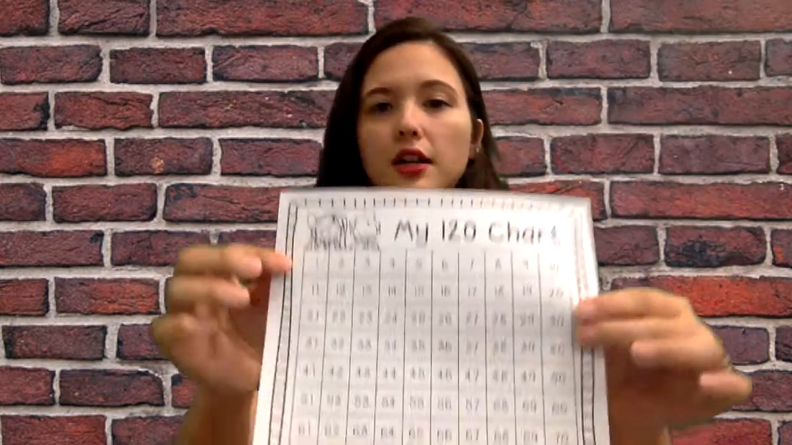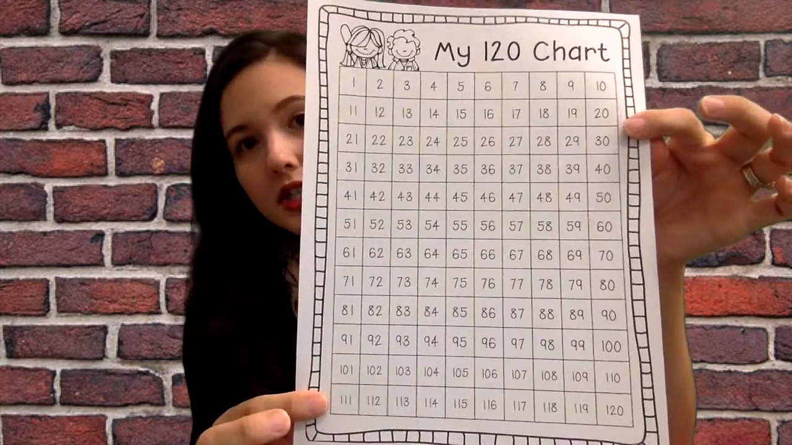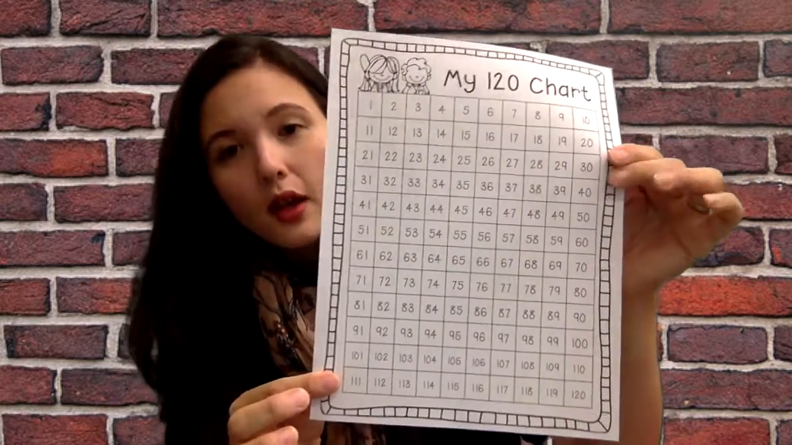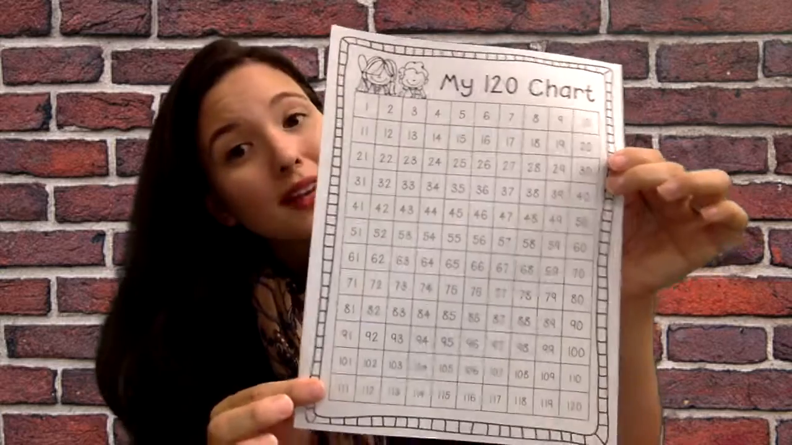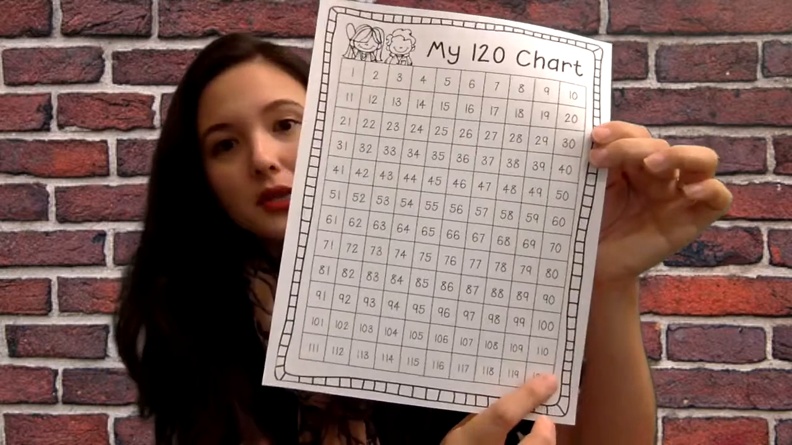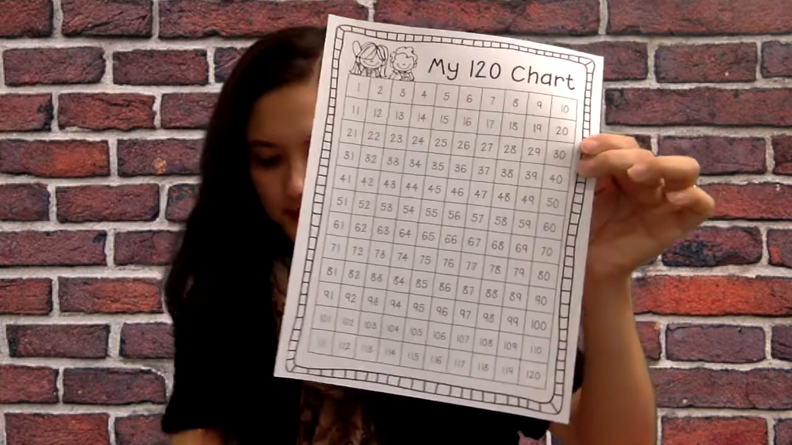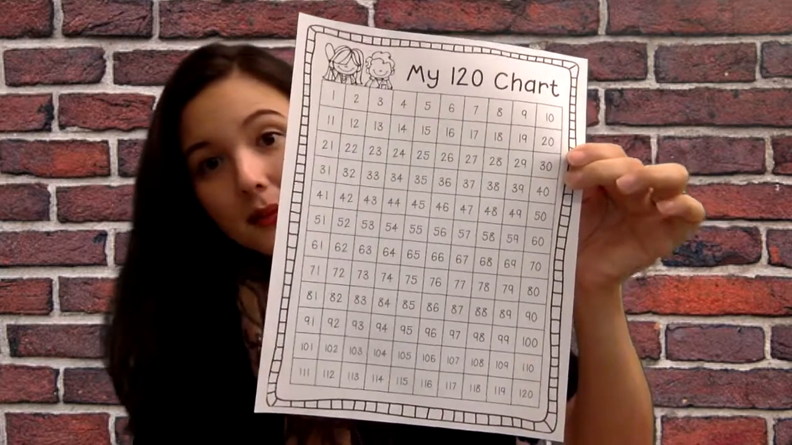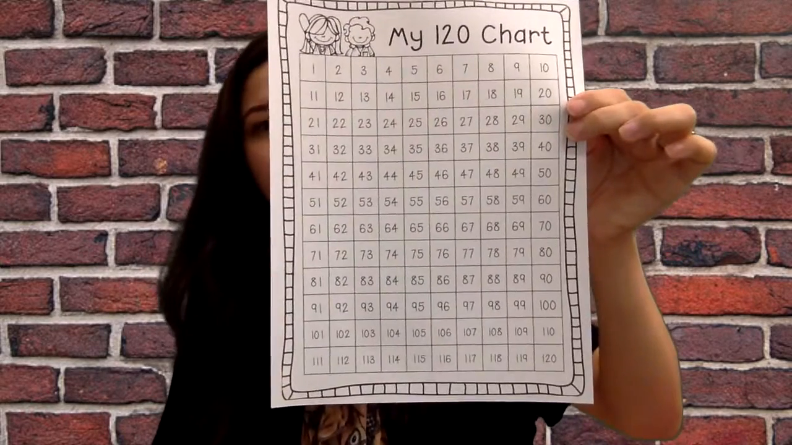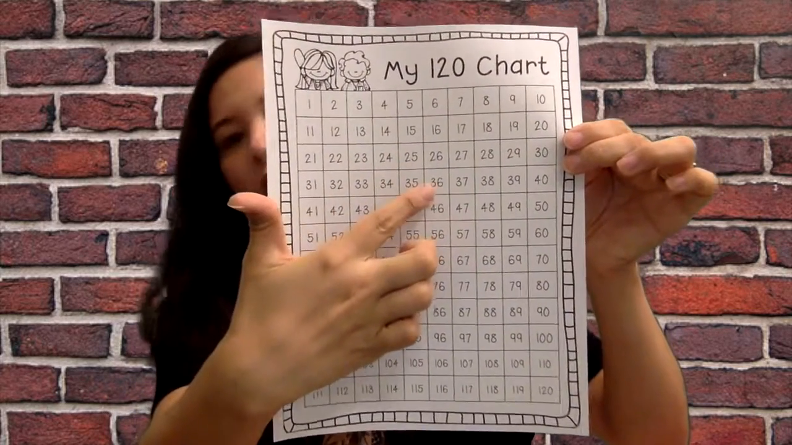Here is my hundreds chart that we will be looking at. You already know how to count with this hundreds chart, and you should have one with you tonight, this exact same hundreds chart. We're not going to go through and count them because you already know how to count to 100 and you already know how to count past 100 to 120. So what we're going to do first is pick a number. And the number I'm going to pick is the number 36. Can you find the number 36 on your hundreds chart?